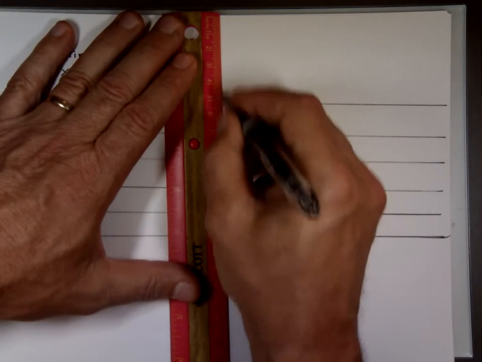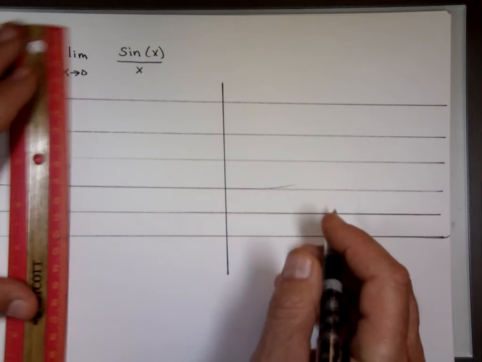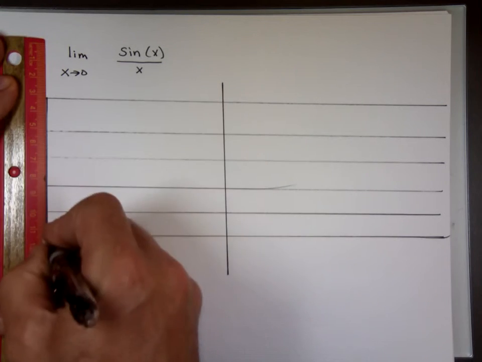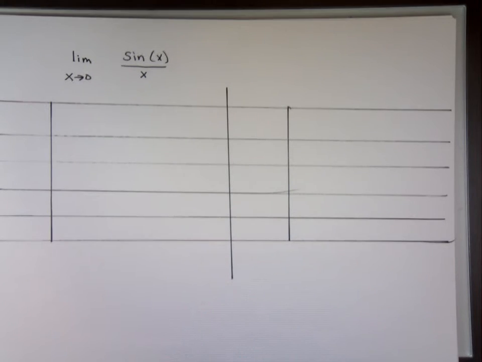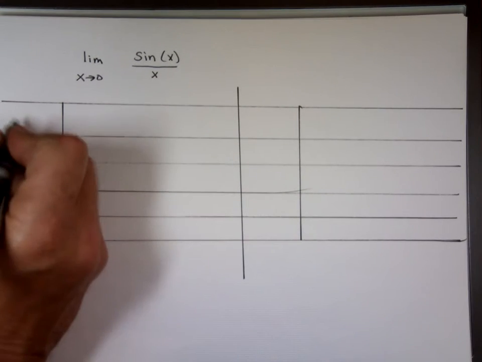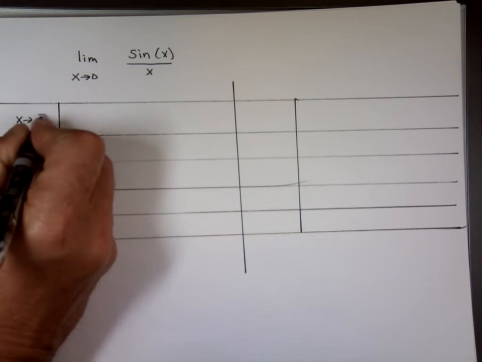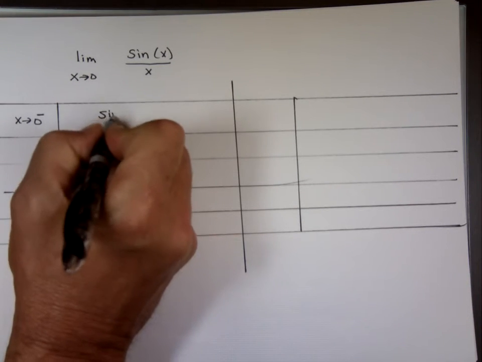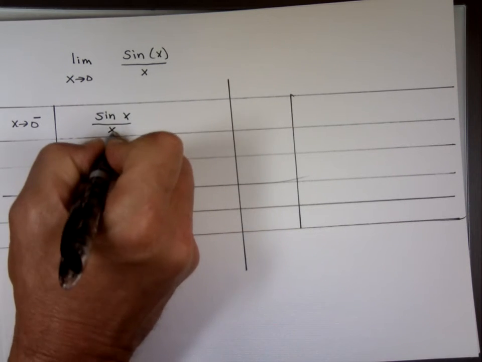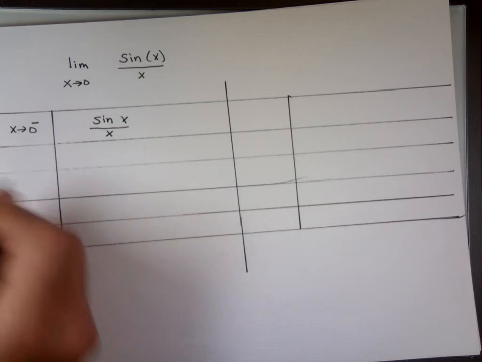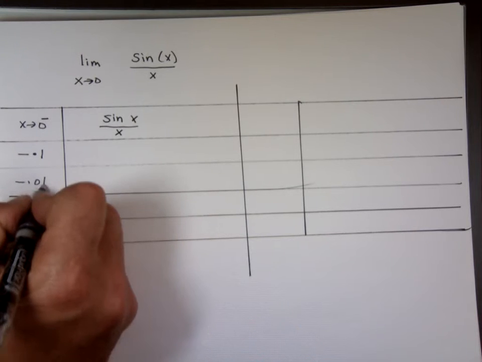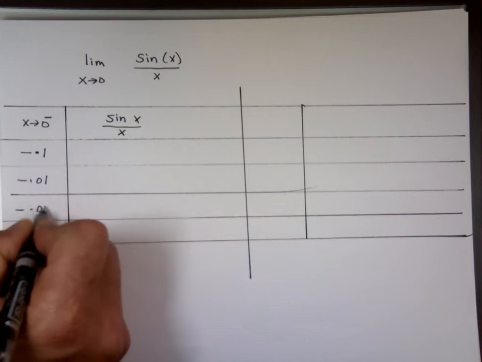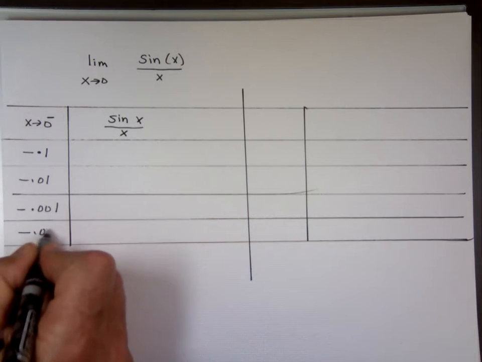I look at the left side. Now look at the right side. Here's the left side. Here's the right side. So this is the left side, as x approaches 0 from the left. What will sine of x over x equal? You're approaching 0 from the left side. That would be what? Negative 0.1, negative 0.01, negative 0.001, negative 0.0001.